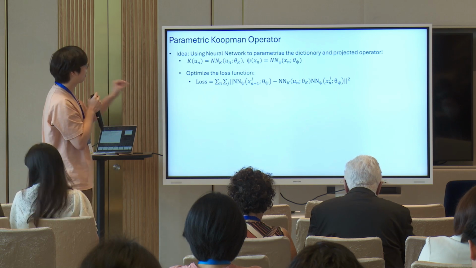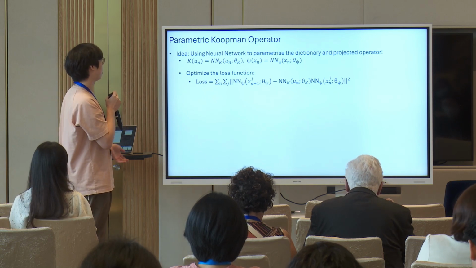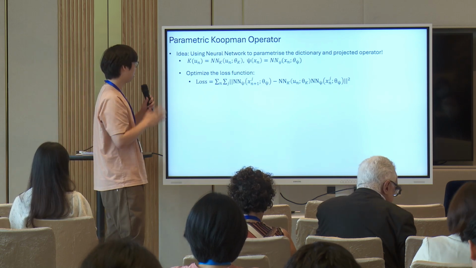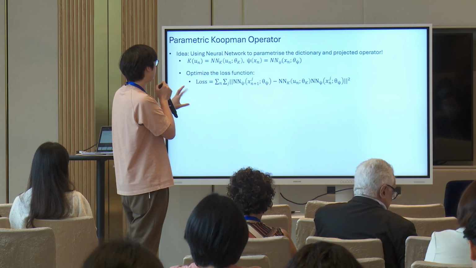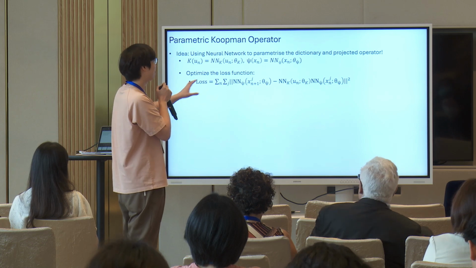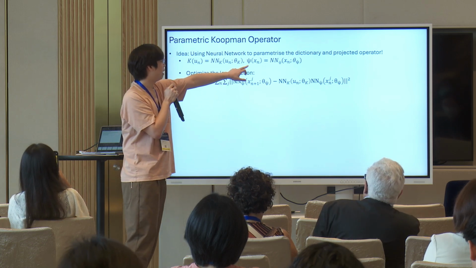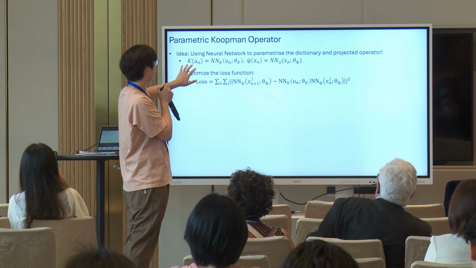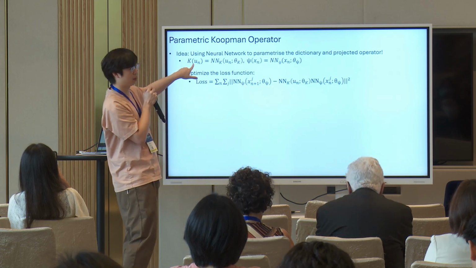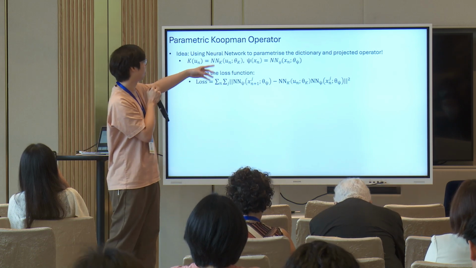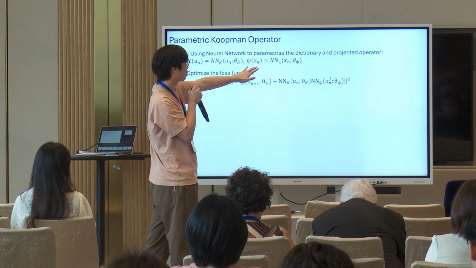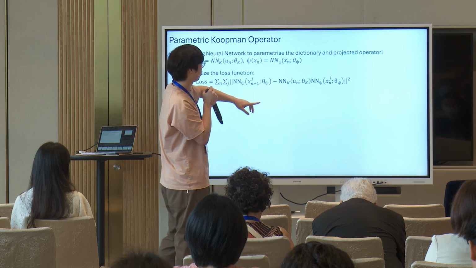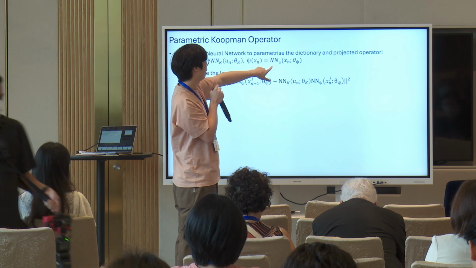So next we go one step further and do parametric Koopman operator learning. We solve these problems in two steps. We build separate neural networks to parametrize the dictionary psi and also the projected operator K. The K, depending on the proteomics itself, we feed to a neural network, and also psi, which maps the BMI trajectory to the higher-dimensional space. We also use another neural network to represent it.